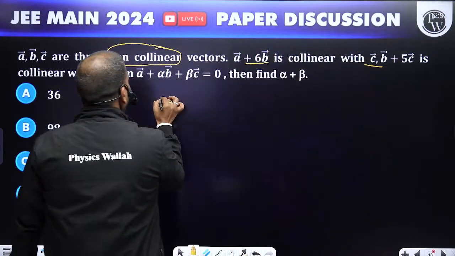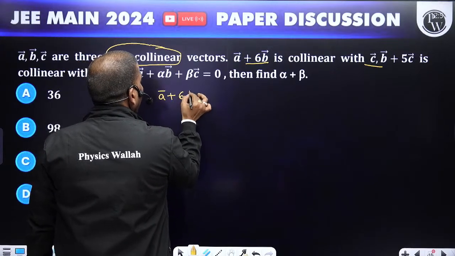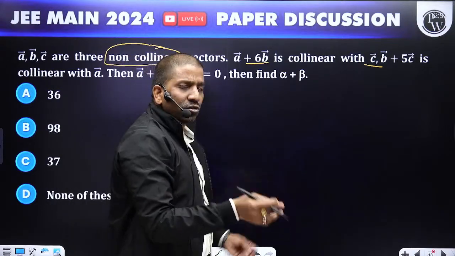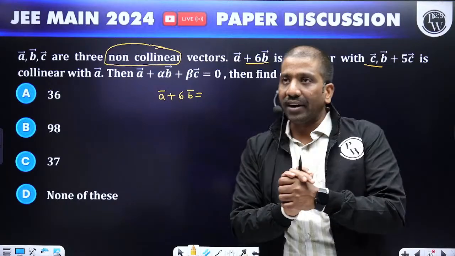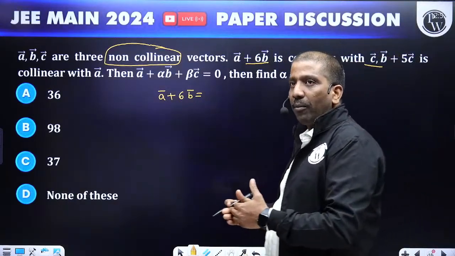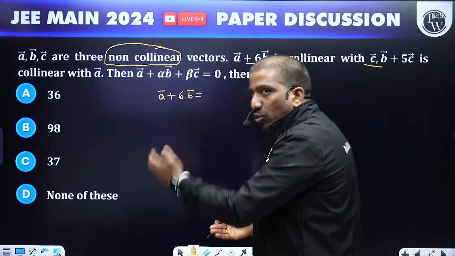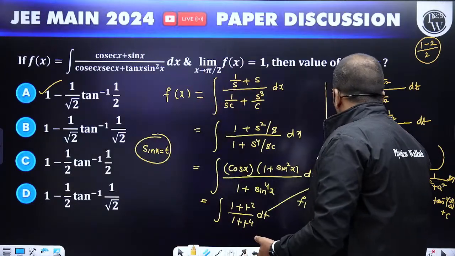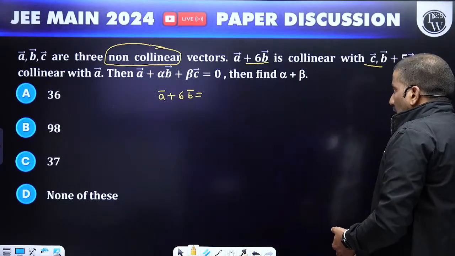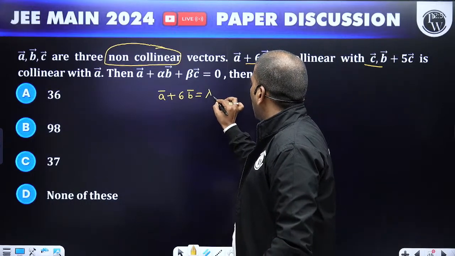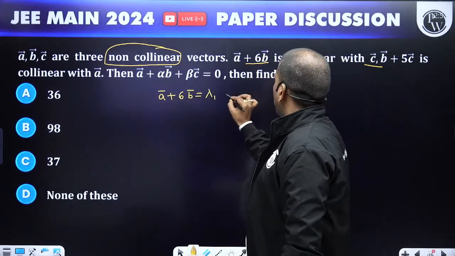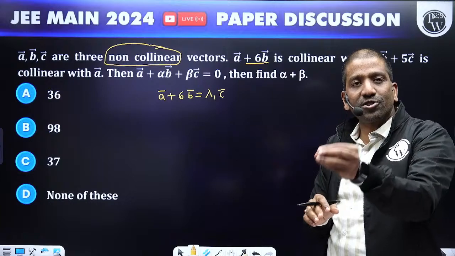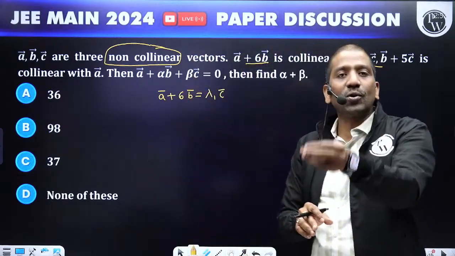In this case, what we will write, A bar plus 6B bar is collinear with C bar. So the collinear formula, first and foremost point. Yes, Bhavya, that is minus 1 by root 2. That's why we took minus outside. So lambda 1 times C bar. A bar, B bar are collinear vectors. One can be expressed as a scalar multiple of the other. A bar is equal to lambda times B bar.